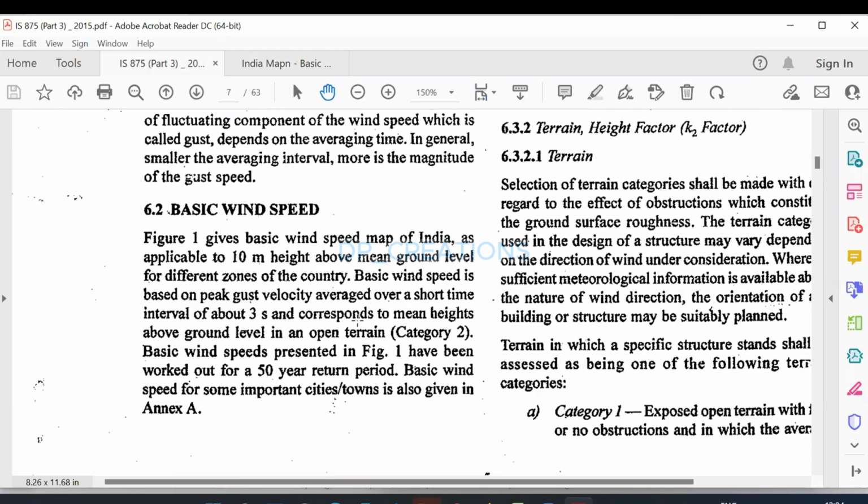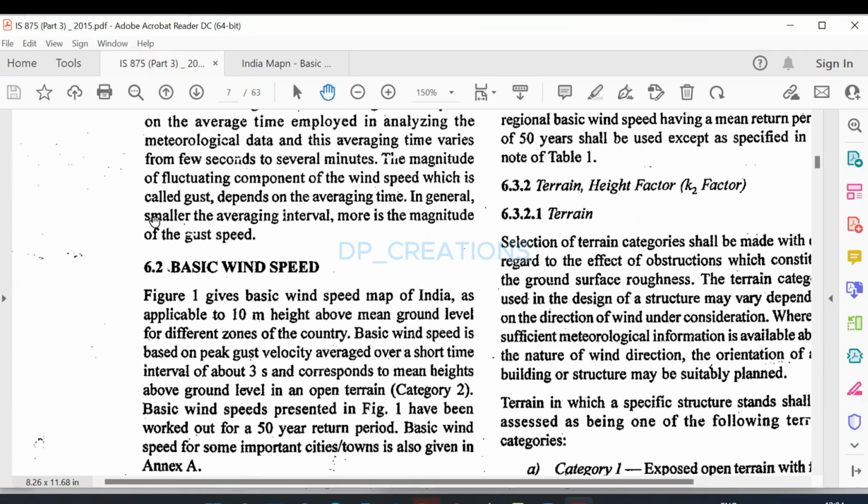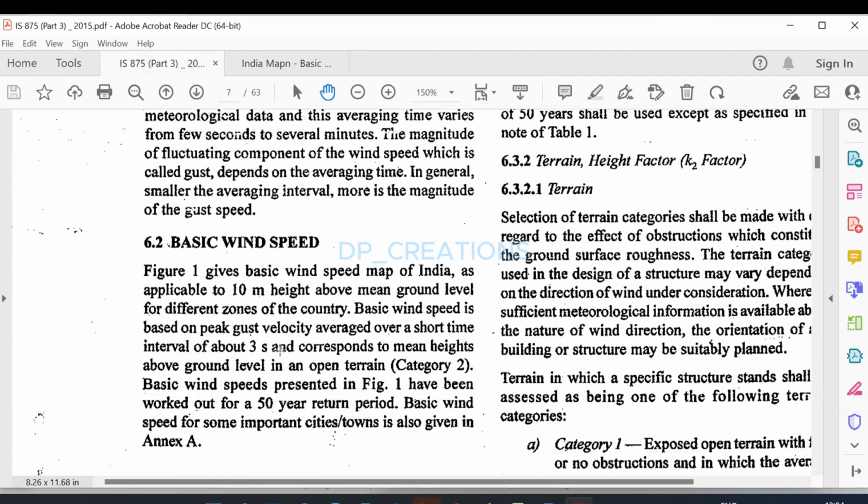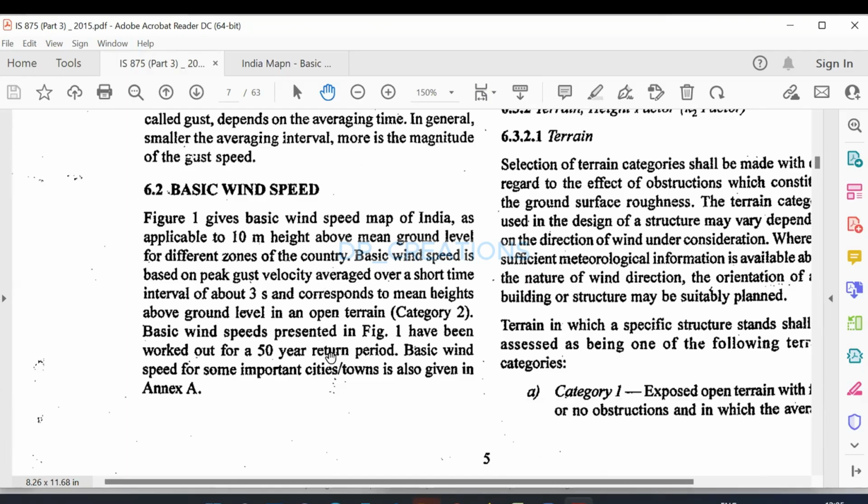The basic wind speed is based on peak gust velocity averaged over a short time interval of only 3 seconds. That means you have taken a very high gust speed, because here, the smaller the averaging interval, the more is the magnitude of the gust speed. So 3 seconds is very small, so obviously you are taking a very high value of gust speed while averaging the wind speed.